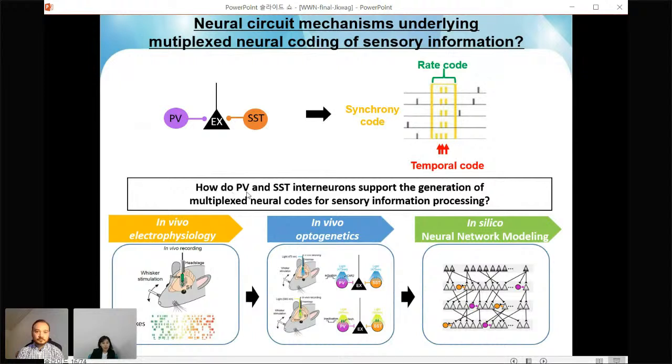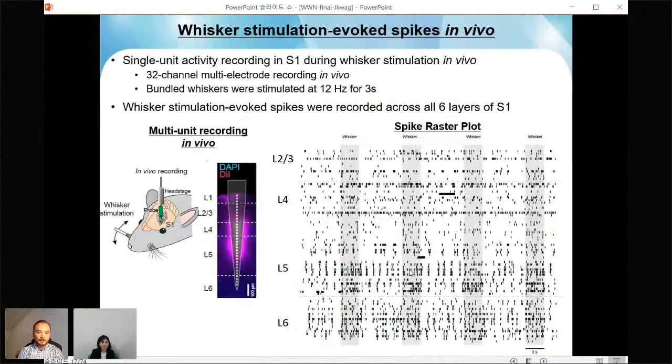So our question is, how do PV and SST interneurons support the generation of these whisker stimulation evoked synchronized spike activity that contains rate and temporal code? In order to address this question, we use in vivo electrophysiological methods of recording the spike activities across the whole six layers. We also use in vivo optogenetic methods to perturb these PV and SST interneurons to see how these neural coding schemes change. And we use a computational in silico neural network model in order to see the dynamic changes in the network that cannot be seen using the conventional computational experimental methods.